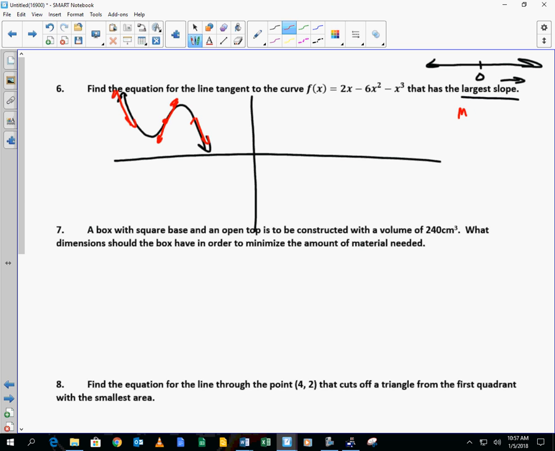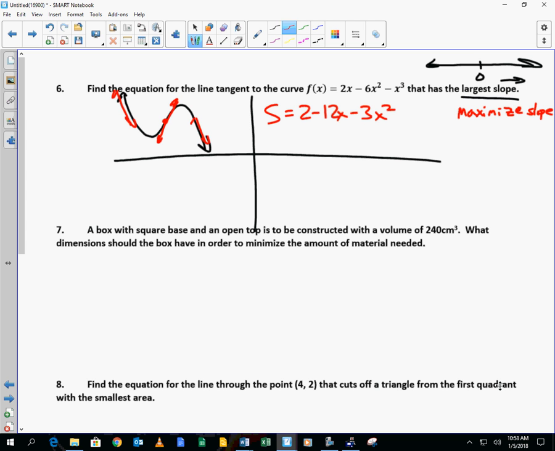In other words, we want to maximize the slope. So we need an equation for slope. Well, if this is the function, what do we do to come up with an equation for slope? The derivative tells the slope, right? So your slope function is 2 minus 12x minus 3x squared. Well, what do we want to do with the slope? We want to maximize it.